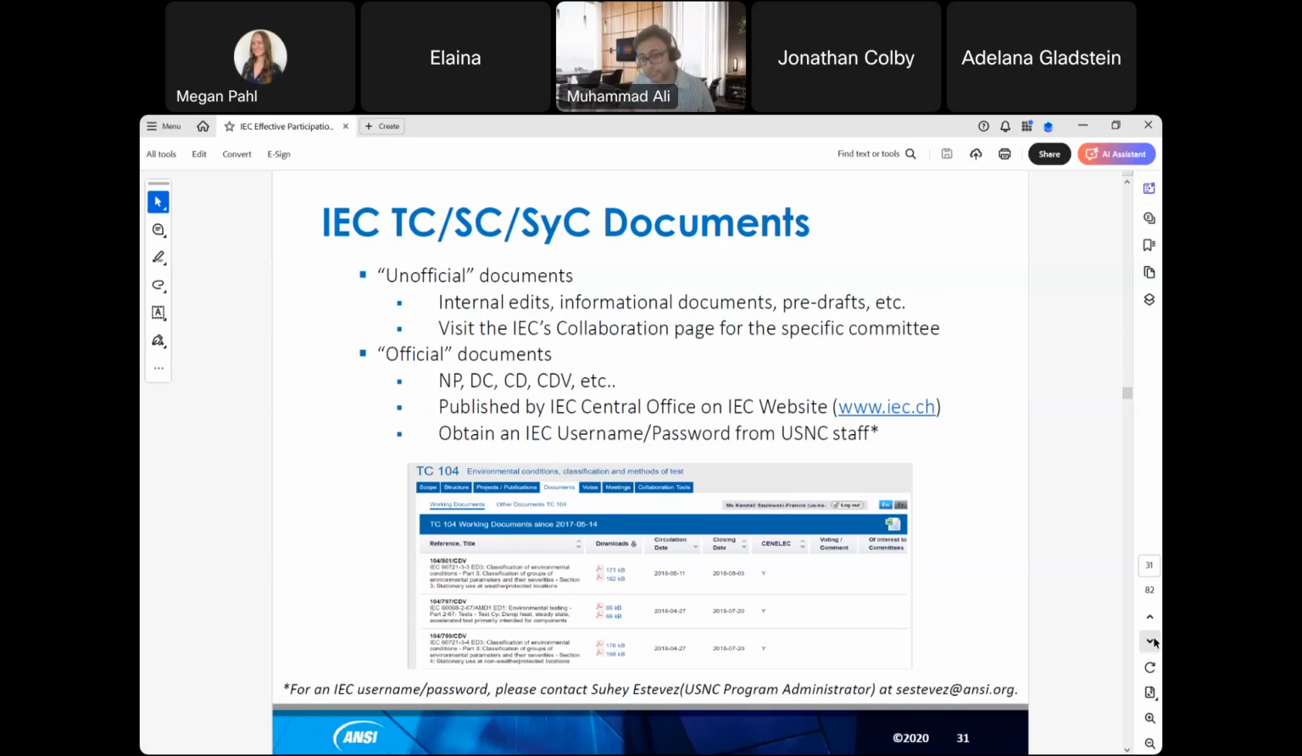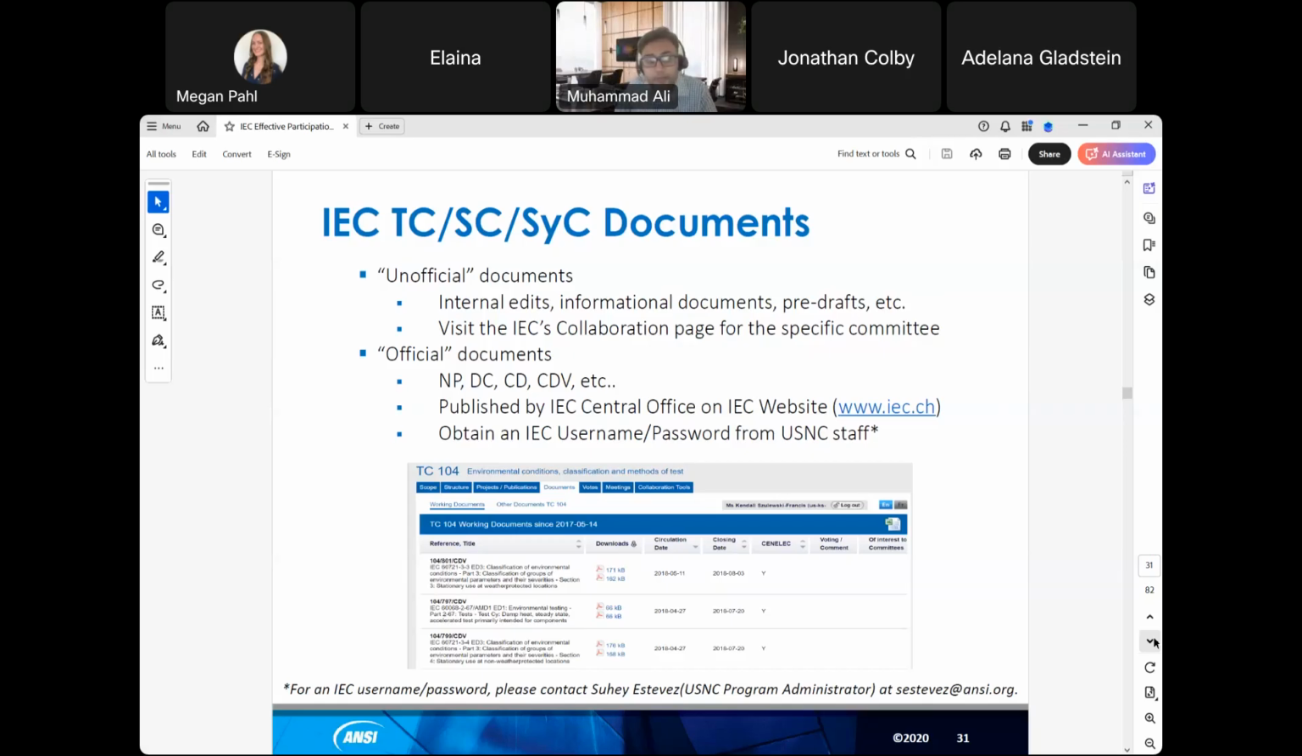Once it's ready to go out, then it becomes an official document, and the way you can think about an official document is any document that is going out and circulated to all the countries. And countries, again, are the national committees, right? So these official documents have names. Each document has a certain designated name, like NP for new proposal, DC for document for comments, and so on. Committee draft for CD, CDV, and so on. And these are the documents that are published by the IEC Central Secretariat.